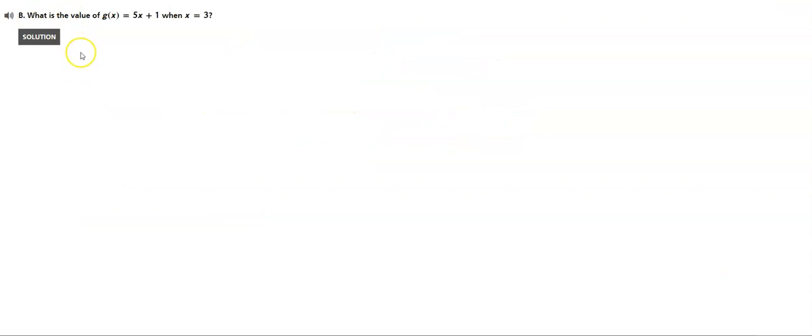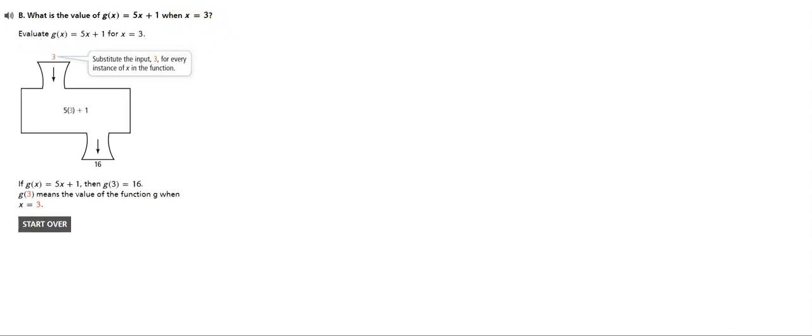So we're on page 54. This is going to be in one of our examples before we get to the ones in your textbook. We are going to solve: what is the value of g of x equals 5x plus 1 when x equals 3? This is going to be very similar to solving linear equations, where we just take the information that is given to us, that x is 3, and use that to solve this function instead of a linear equation.